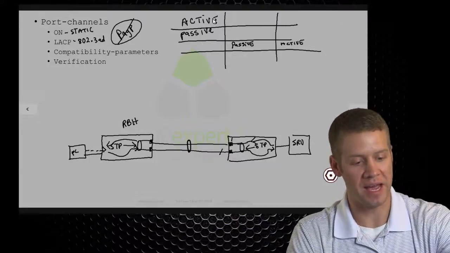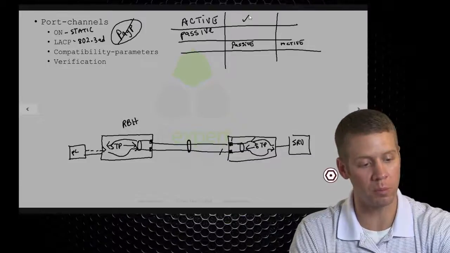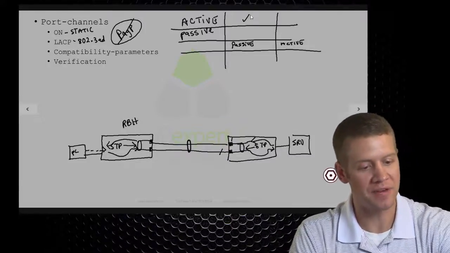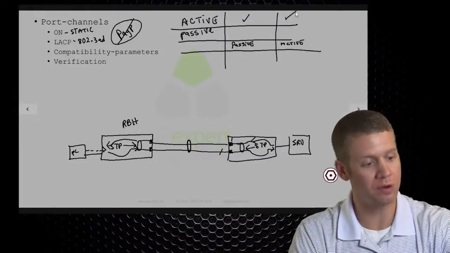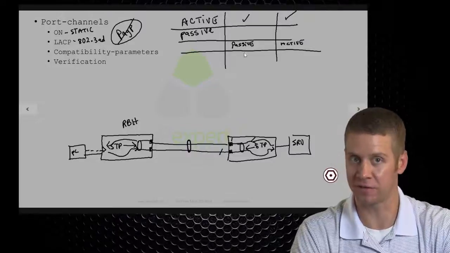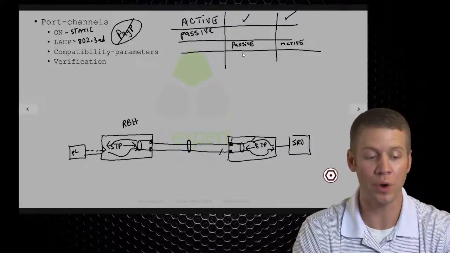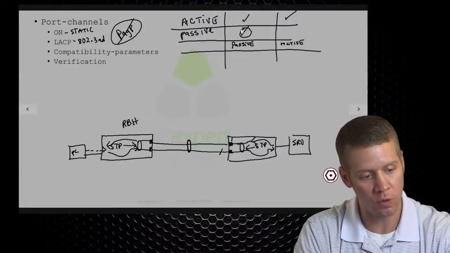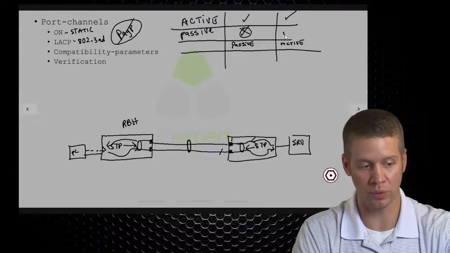Say we have active and passive on two ends of a link, we will form a port channel. Say we have active and active on two sides of a link, we will form a port channel. Now if we have passive and passive on each end of a link, we will not form a port channel. But again, if we have passive and active, we will.